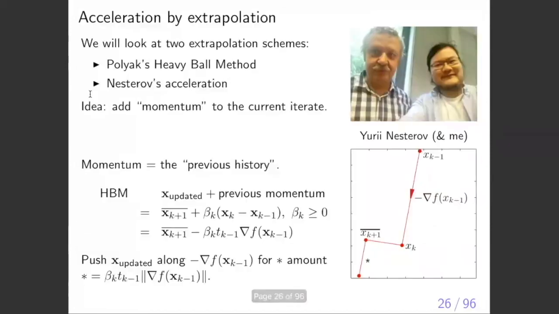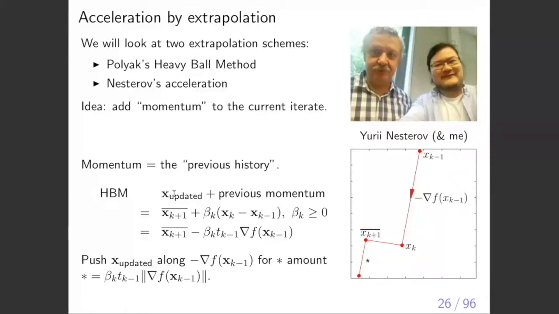Accelerated gradient descent. Basically, you do something called extrapolation. There are two extrapolation schemes. One is called heavy ball method, and another one is Nesterov acceleration. The idea of this kind of method is to add something called momentum.